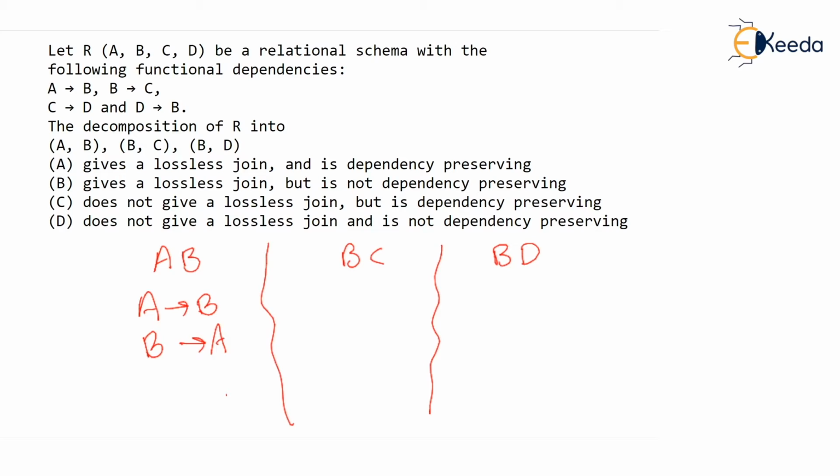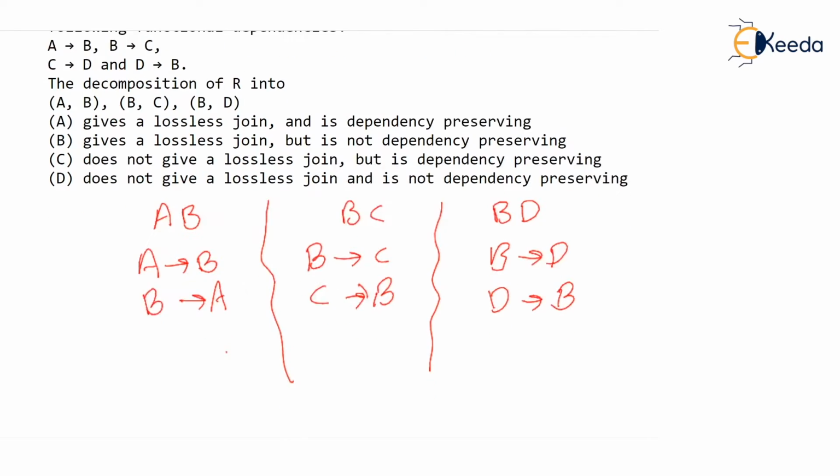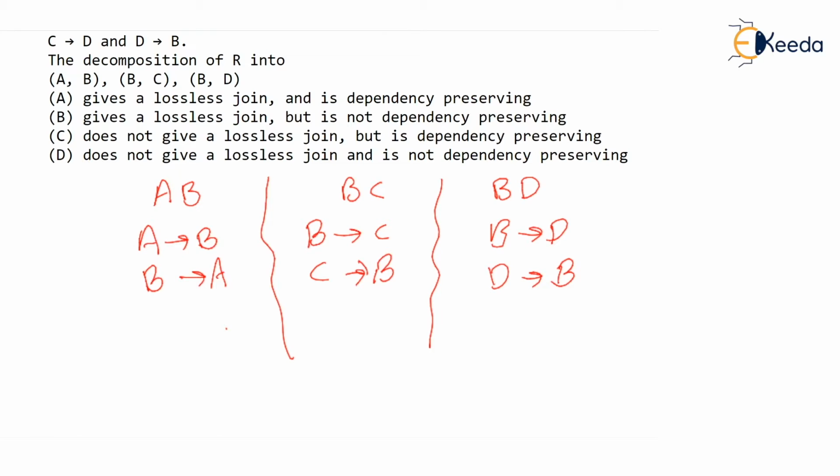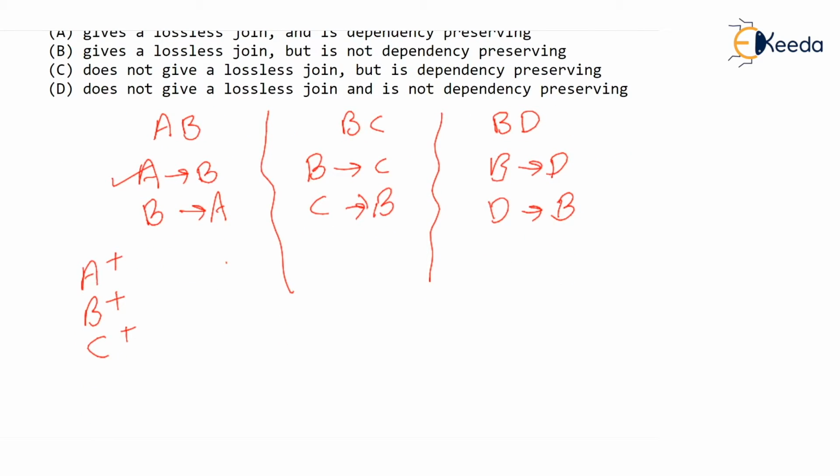What about this second table? B determines C, C determines B, and B determines D here and D determines B. Now, which out of these are satisfied? To check this, A determines B, the best thing you can do is find A closure, then find B closure, then find C closure, and also find D closure. Because everywhere we are having a single attribute on the left hand side, isn't it?